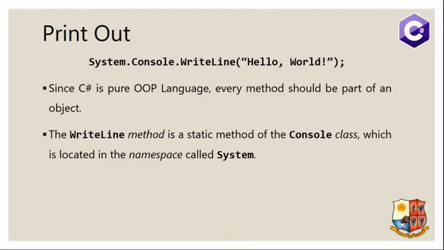Let me tell it in layman's terms. There is a folder called System. Inside that folder, there is a class called Console, a class file called Console. Inside that Console class file, there is a small method written called WriteLine, which is a static method. That's all.